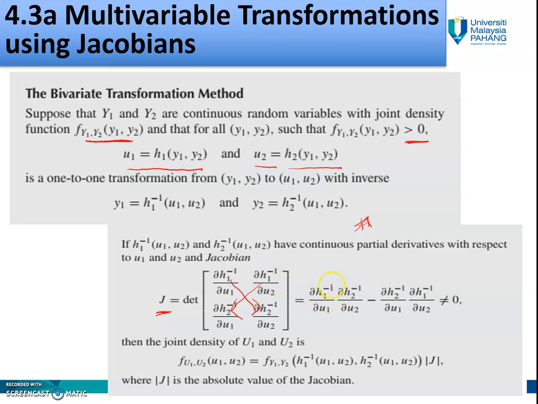Then you take this product first, minus this product. I'll show you again: after you get the partial derivatives for each entry, you take this one times this one, minus the other product. This determinant should not equal 0. Then the joint density of u1 and u2 is given like this. This is the density function, times the absolute value of the Jacobian determinant.